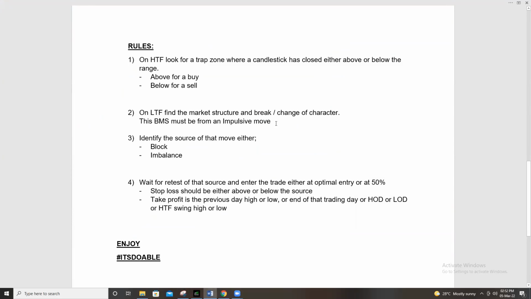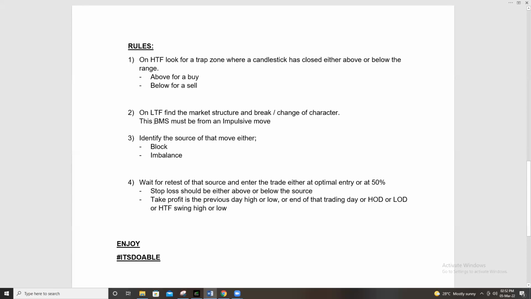Meaning, if the break of market structure happens from a reactive move, rule number 2 has been violated. And if a rule is violated, then that trade is not valid. Unless you just want to lose money, that trade is not valid. At least be teachable. Okay? Be teachable, meaning keep the rules.